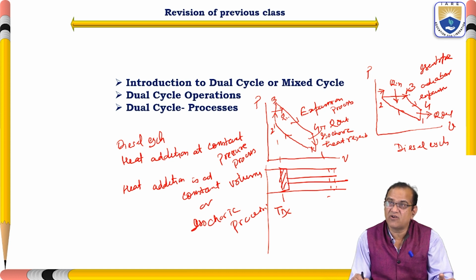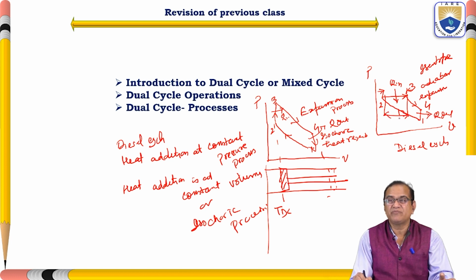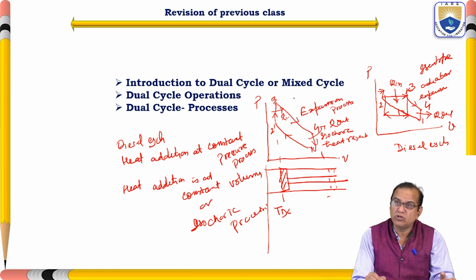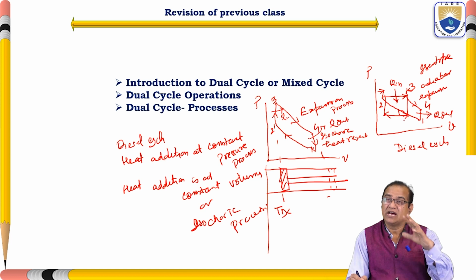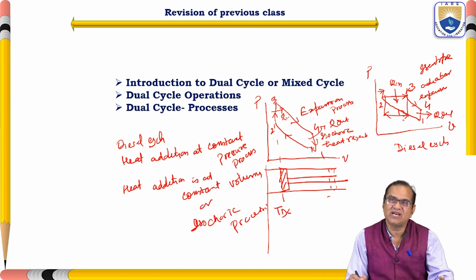But here it starts from here. This much percent is called the cutoff ratio. And this cutoff ratio is the problem, and here we will not get the proper efficiency. So both processes are not possible in the real, and that is why the dual cycle was developed.